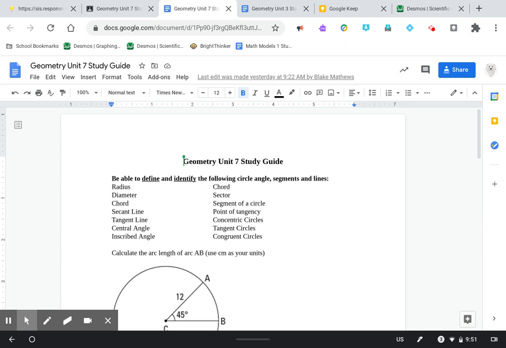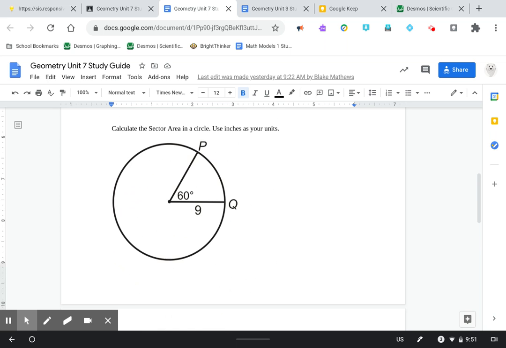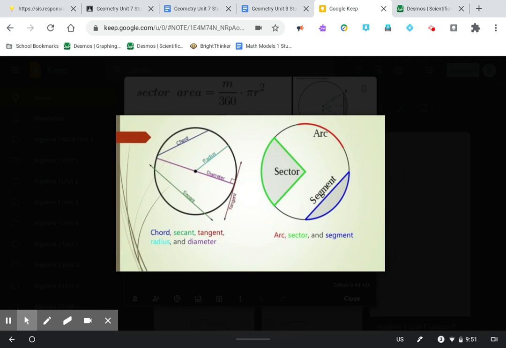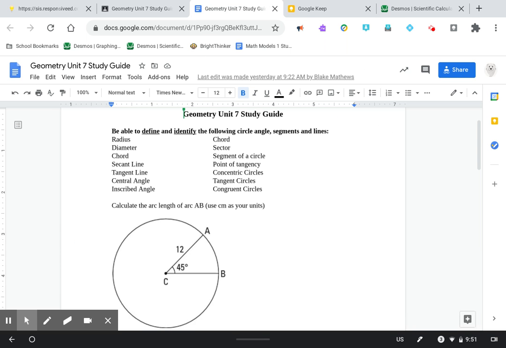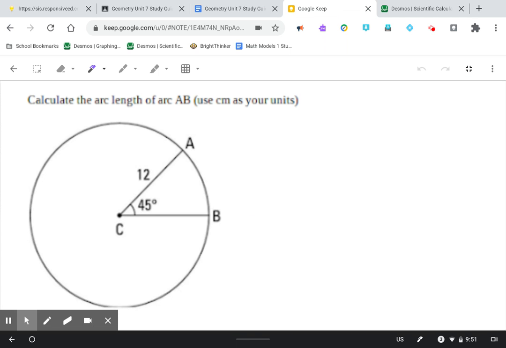I'm going to do the math heavy parts, which really just consists of calculating the arc length, sector area, and segment area. So I'm going to go over these problems here. Let me jump over to our review here. So arc length comes first. So we jump into that one. For this one, it says calculate the arc length. I've also gone ahead and gotten the formulas for you.